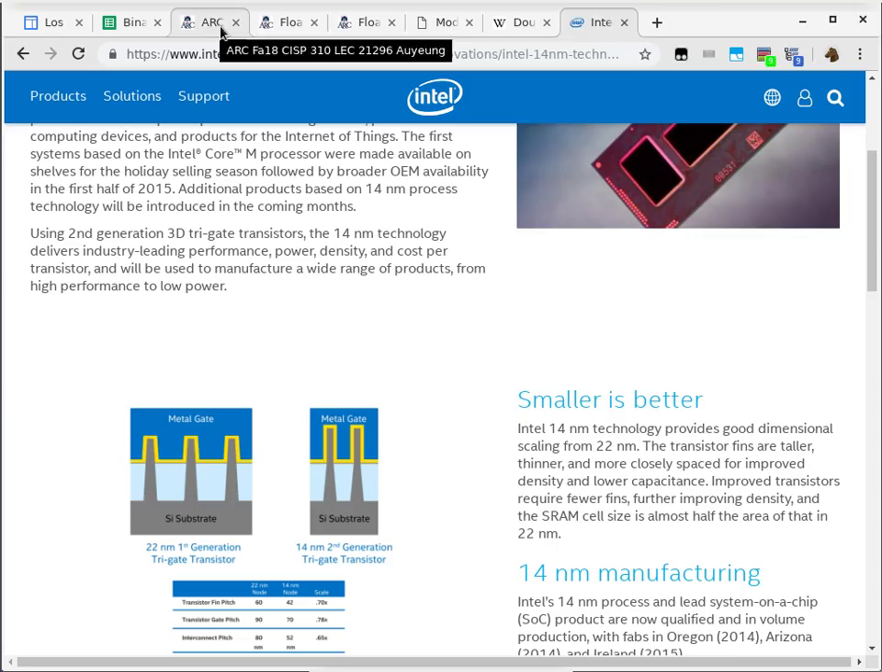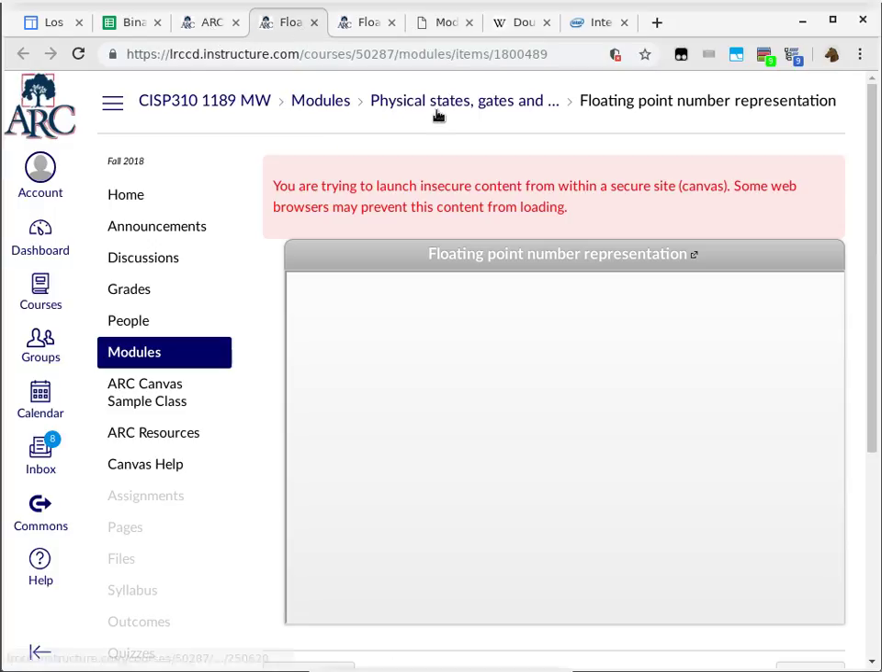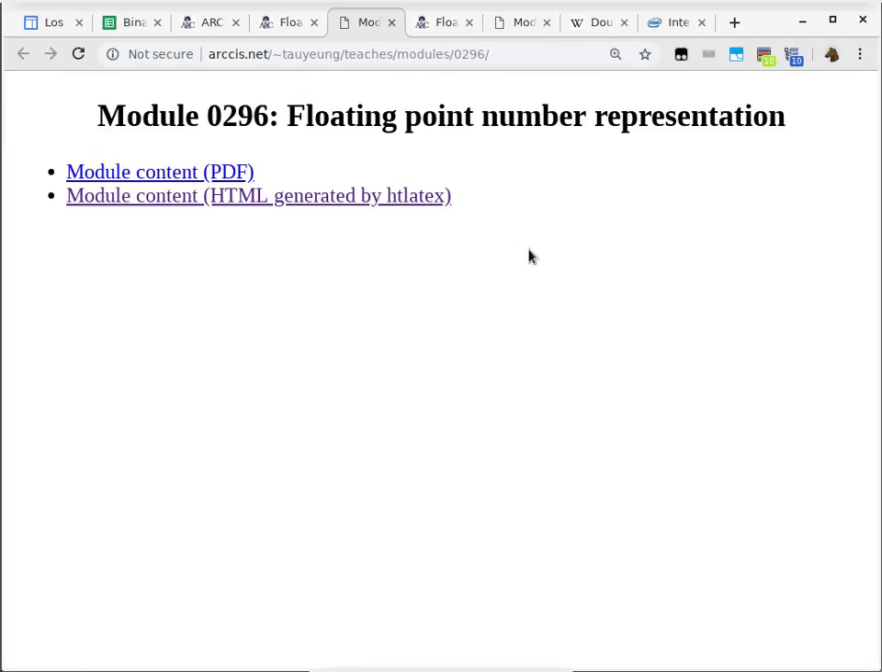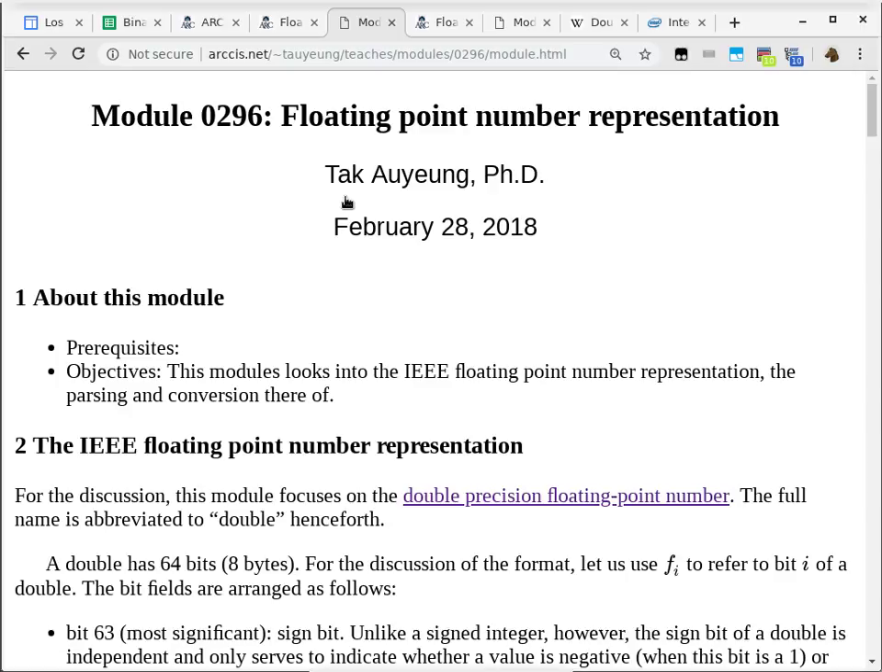All right, so what we'll do today is a continuation of what we talked about the other day on Monday. What we'll do today is really just start to look into the exact standard of the IEEE double precision floating point number format.